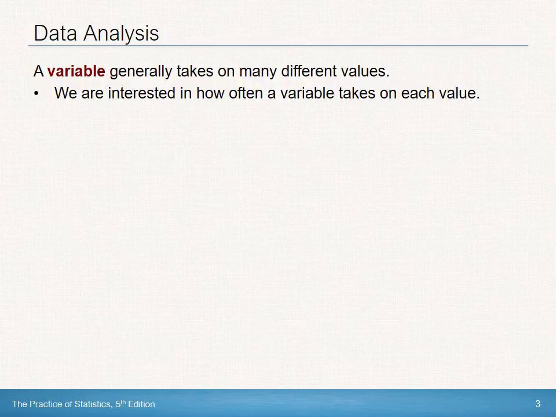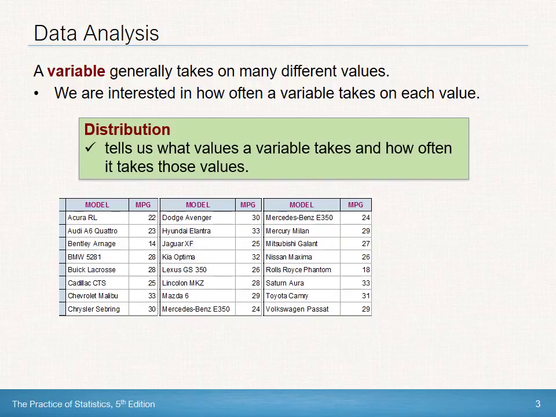Okay, so a variable can take on many different values. In statistics, we're interested in how often a variable takes each of those values. So we're going to look at a table here. So first, you need to write this down. Distribution tells us what values a variable takes and how often it takes those values.